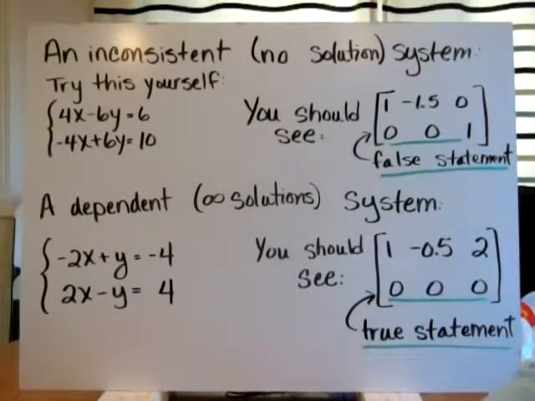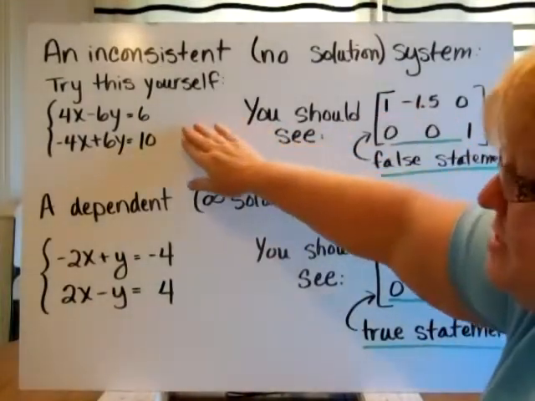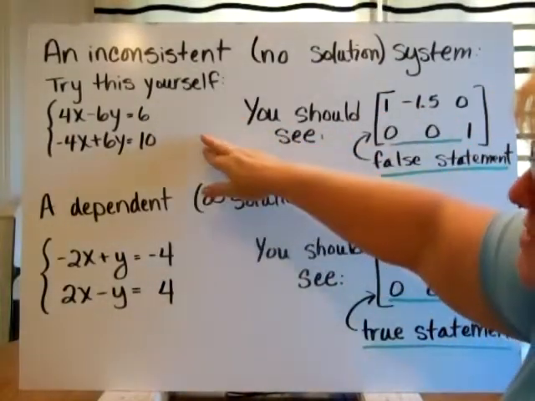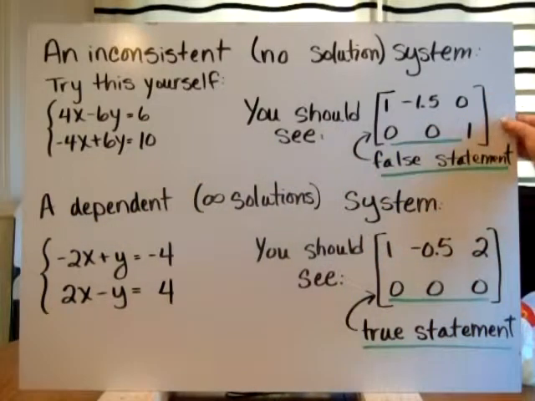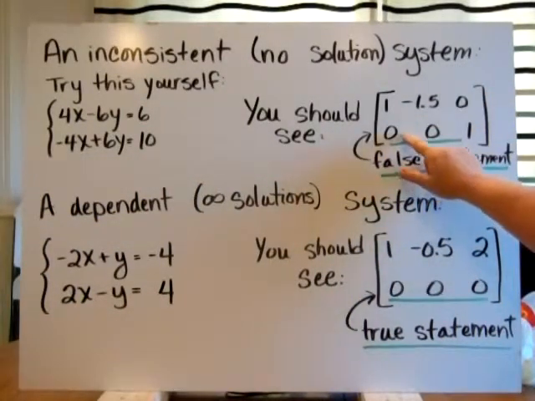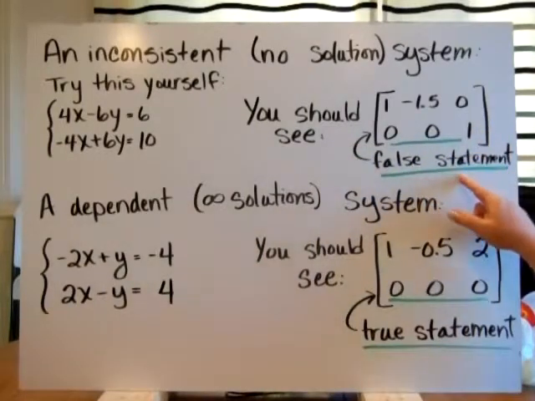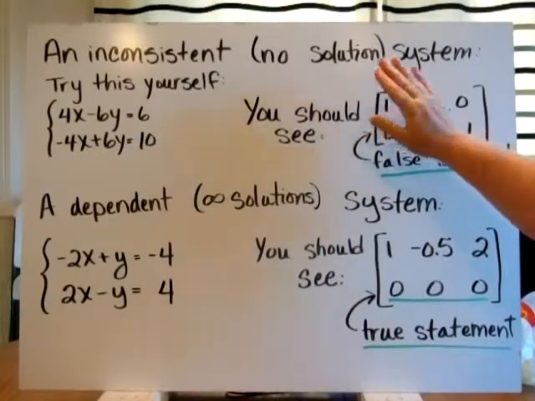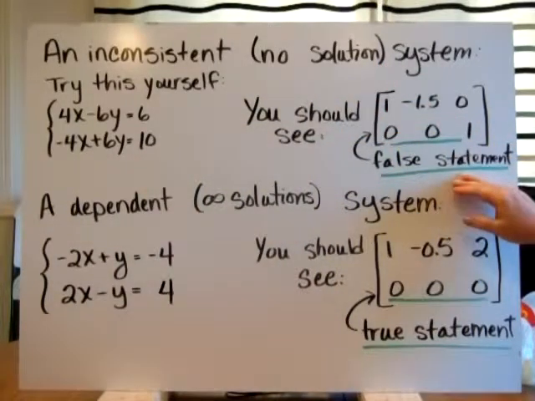An inconsistent system, which would have no solution, would look like this. So try this yourself. Make the matrix, go through the steps, and get your answer. And this is what you should see to make sure you did it correctly. Notice the bottom row is 0, 0, 1, which is a false statement, which is what you would expect when you have no solution, because they always give you false statements.